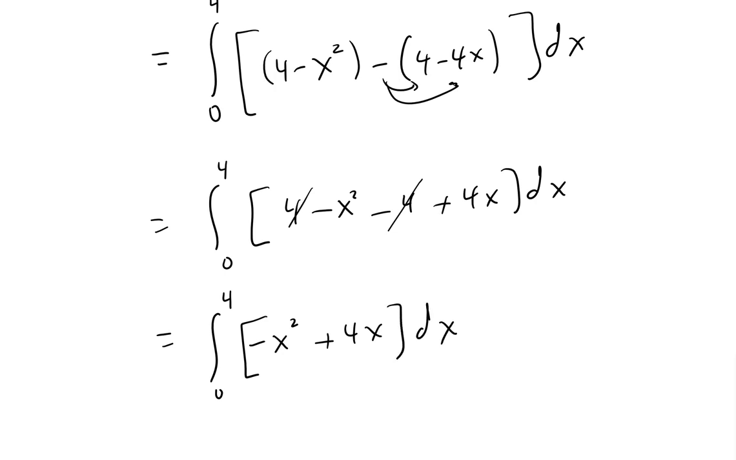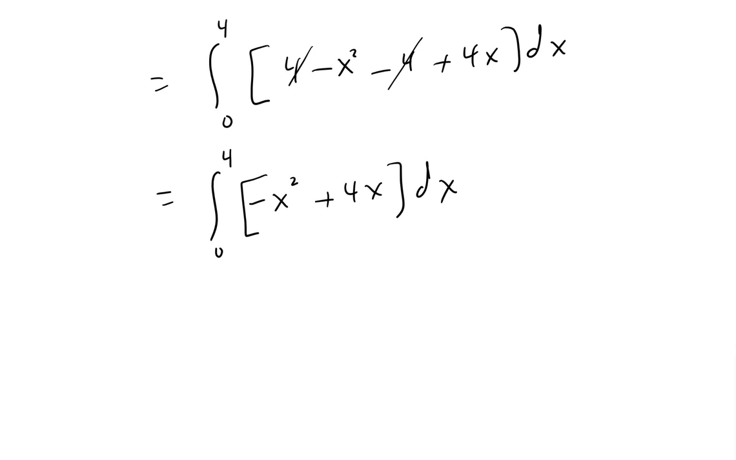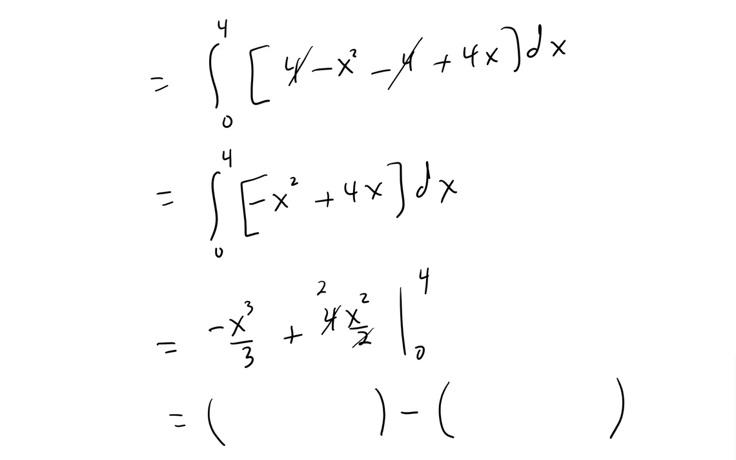Then integrate: negative x cubed over 3 plus 4x squared over 2 from 0 to 4. 4 divided by 2 is 2. Open parentheses as always. It's always good to have zeros, easy to calculate. Substitute the 4 in, then the 0 in.